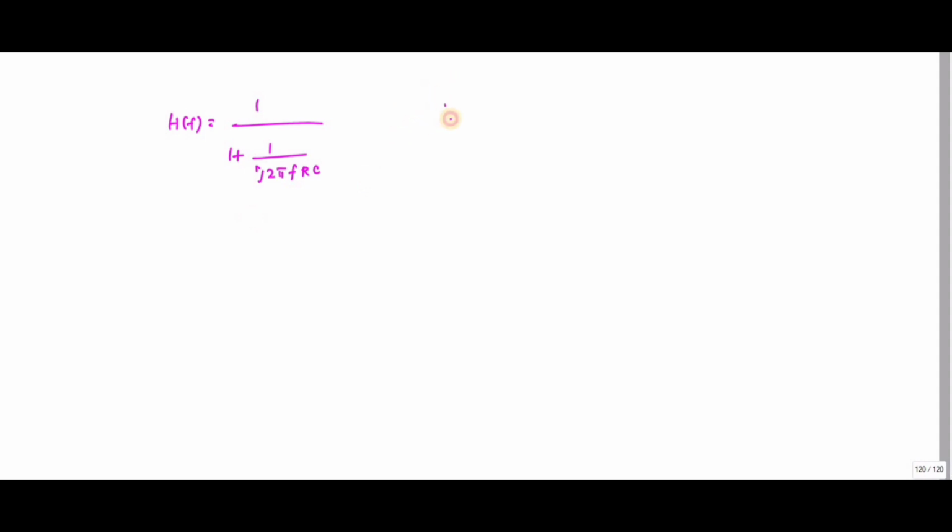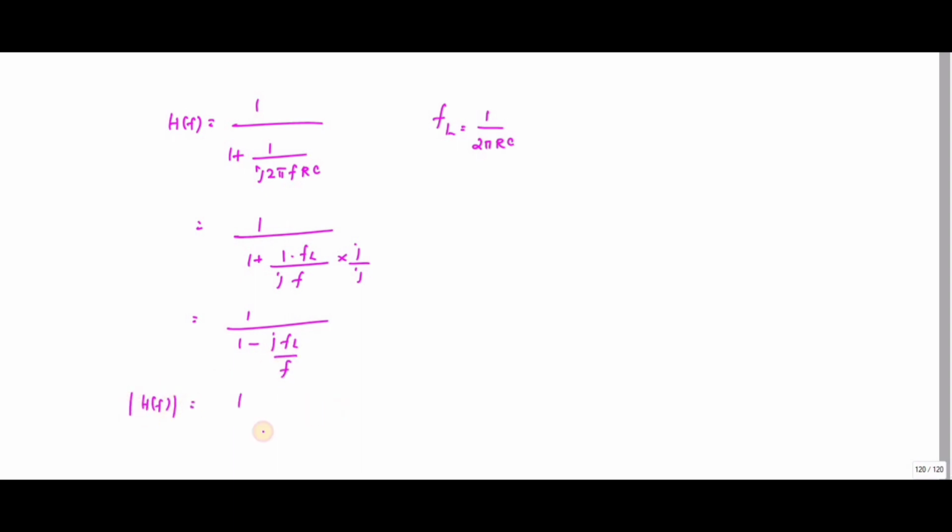So you can write FL is equal to 1 divided by 2 pi RC. So you can write 1 divided by 1 plus 1 divided by j F by FL. If I multiply both terms by j, you will get 1 divided by 1 minus j FL by F. If I take the magnitude of this function, I will get 1 divided by the square root of 1 plus FL divided by F squared.